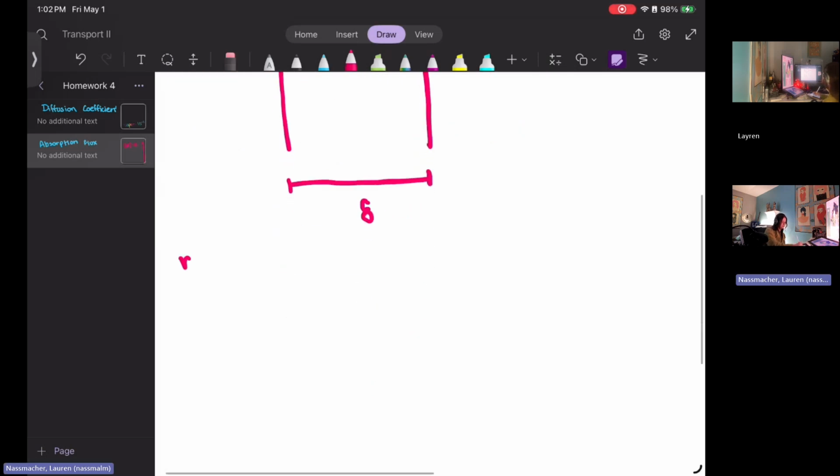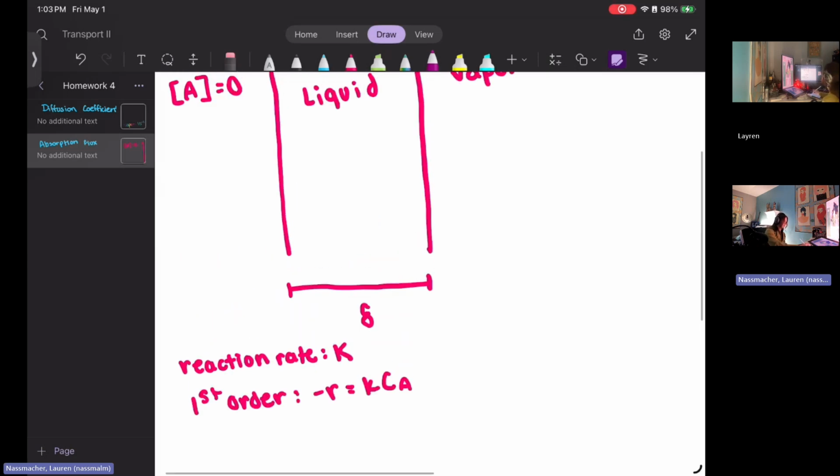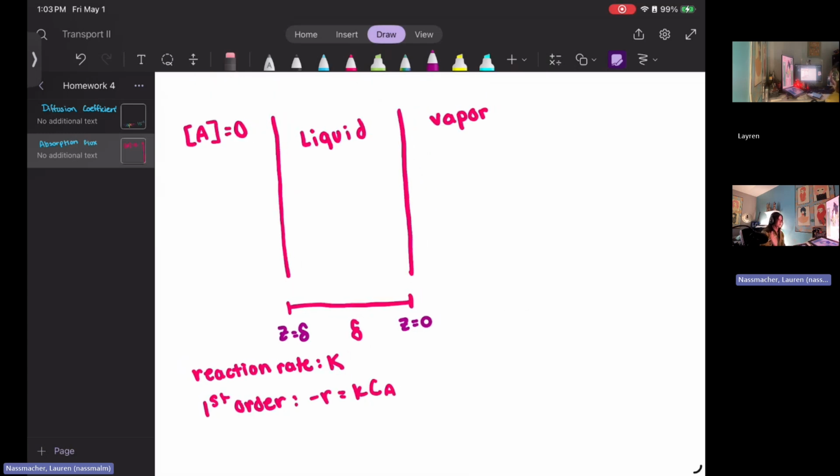Now, the reaction rate for this problem is K. And this problem is first order, so we also know that this equation exists for our reaction rate. From here, let's label the film thickness as Z equal to 0 on the right side and Z equal to the total thickness on the left, because our vapor is going to be moving from the right to the left.